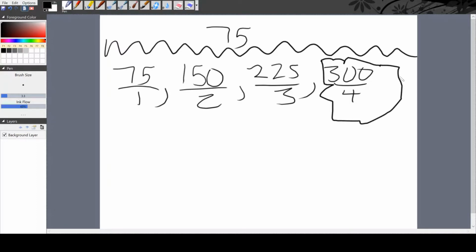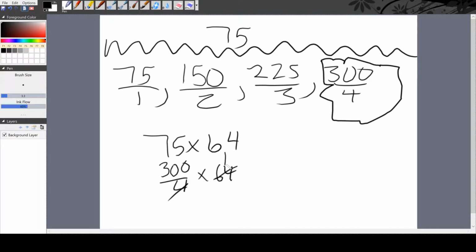So 300 over 4. We have the number 75 times 64. Now, how you do this is you write 75 as 300 over 4. So you simplify this, as always. That turns out to be 16. Then you do 16 times 300, which is 4,800. So you divide 64 by 4 first, and then you multiply by 300.